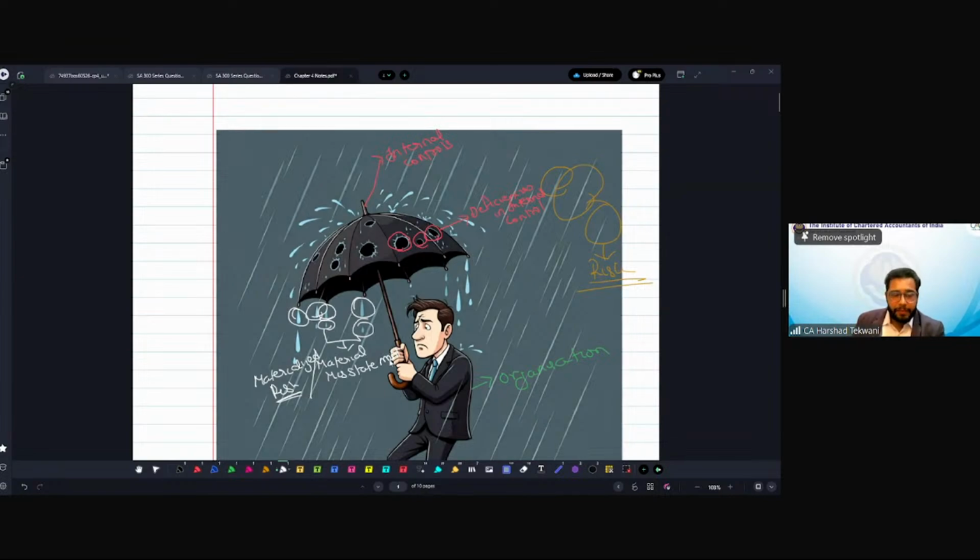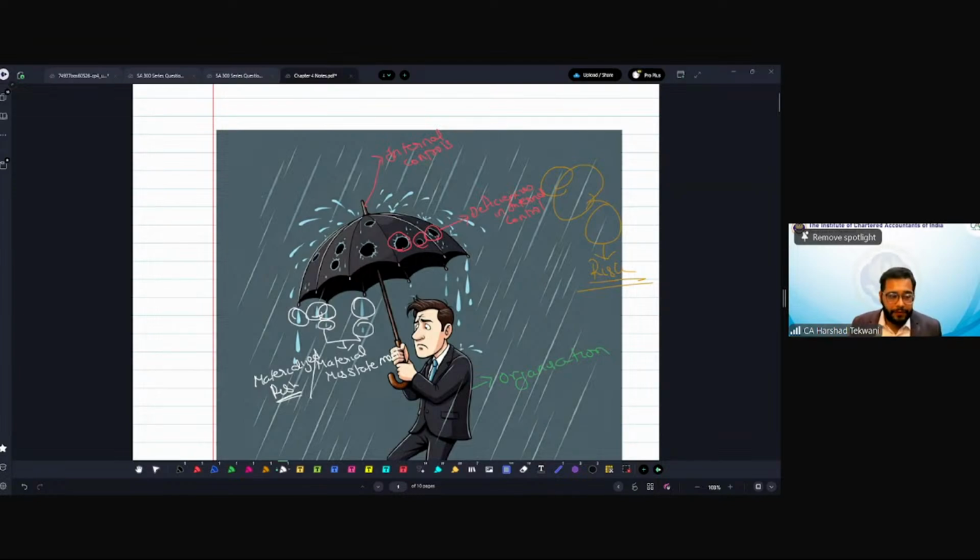So you can say this is a result of these deficiencies, and the water coming out of these holes from the umbrella is nothing but a control risk. Basically, the risk that the entity's internal controls are not able to prevent or detect or correct a misstatement on a timely basis. So there is some risk left. Are you getting the point?